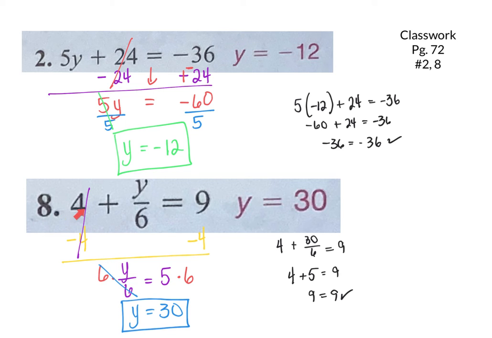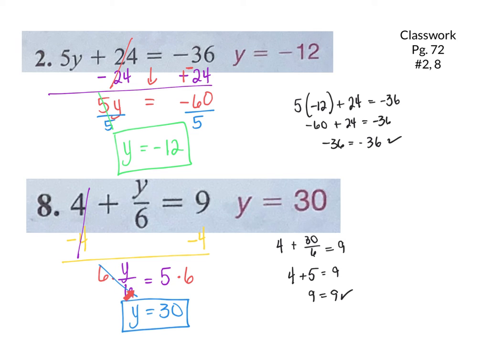So if we have a positive 4 and we want to make it 0, we're going to subtract 4. So this is why I subtracted 4 here. We want to make this 0. Because I subtracted 4 here, I need to subtract 4 here. So on the left-hand side, my 4 is zeroed out, and I have just the y over 6. On the right-hand side, 9 minus 4 was 5. So then I have y over 6 equals 5.